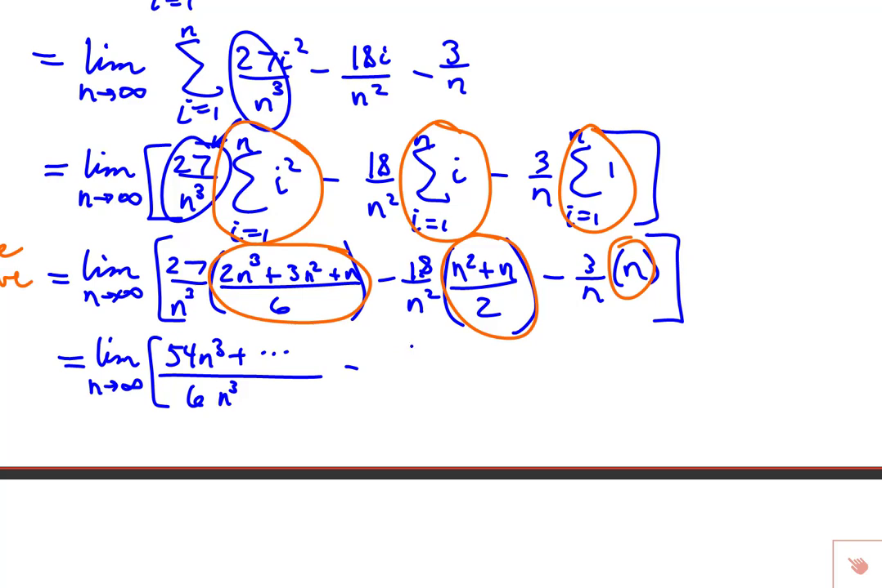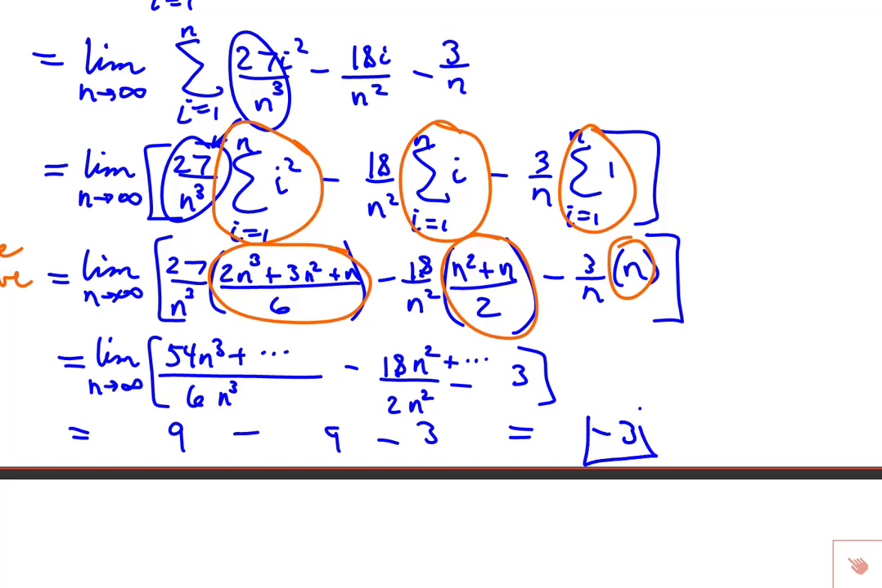If I continue, I'll have, in the same way for the next one, 18n squared over 2n squared. And again, it's really 18n squared plus some other things, but those won't end up mattering. And then minus, really those n's will cancel, giving us just a minus 3 there at the end. Okay, so to apply the limits and the shortcut of them, we really just need the ratio of the leading coefficients here. And so the shortcut would be 54 over 6, which is 9, minus 18 over 2, which is 9, minus 3. And so altogether we'll get a negative 3 value for this.